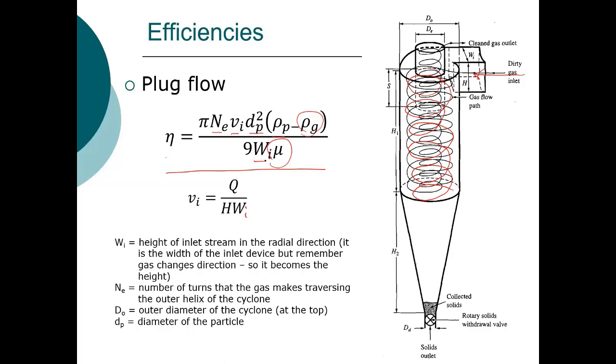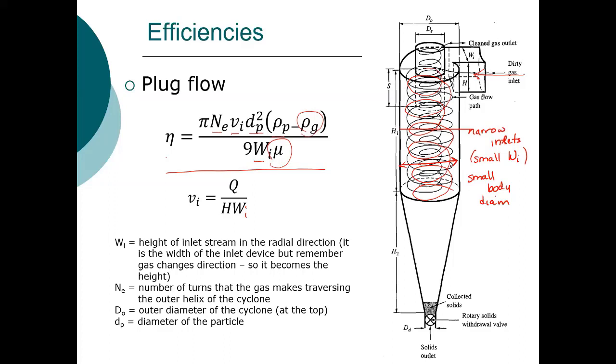So if we want to increase the efficiency, we want narrow inlets, so small width, and that reduces the distance traveled by the dust to the wall, and that actually increases your collection efficiency. We want a small body diameter. So the body diameter is this distance right here.